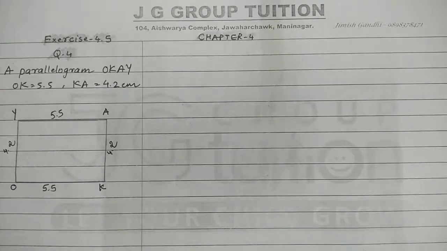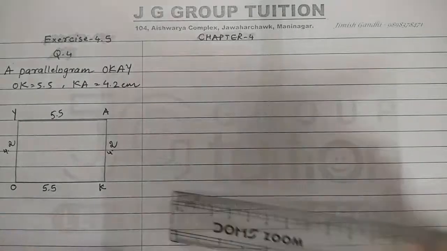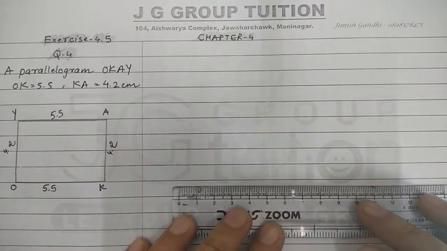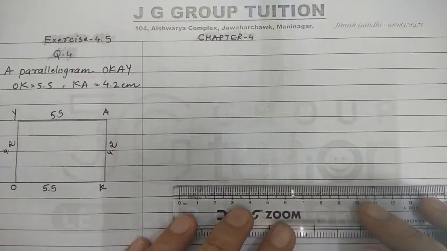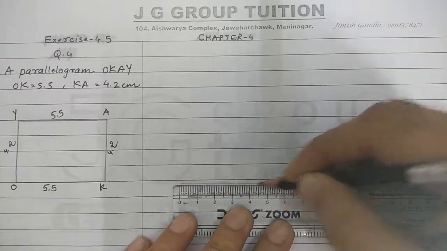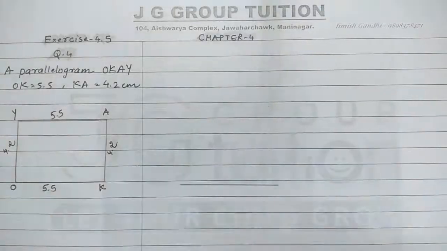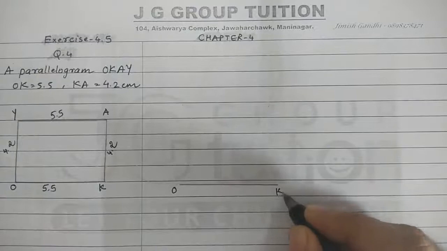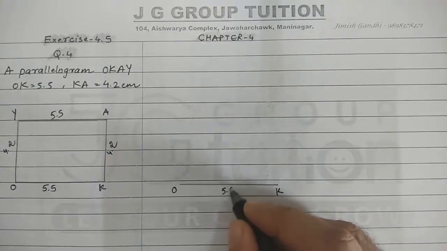So this is again the same as one of the questions of this exercise, when the rectangle is given. So let us do this. We'll consider this as a rectangle. So we have the length of OK, that is 5.5 centimeter. So a 5.5 centimeter line segment is there. We'll give that vertex O and K, that is of length 5.5.